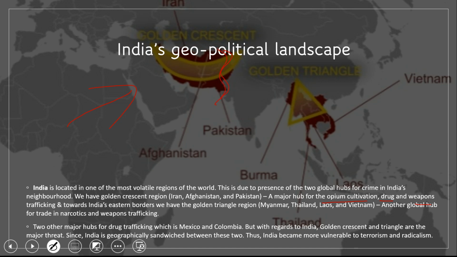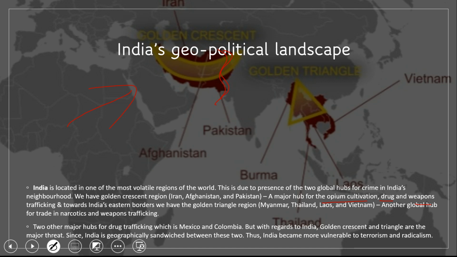So these things are supplied from the region. That's why there is one challenge with tackling this one. Even opium and drugs are not so much of a challenge for India, but weapons trafficking is much more challenging for India. Ultimately, opium and drugs are also one of the major challenges that we can't ignore.